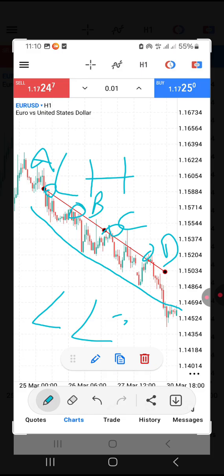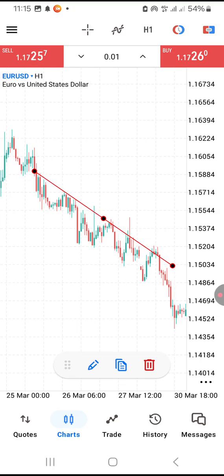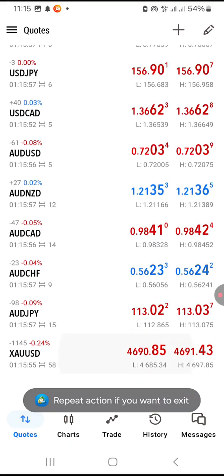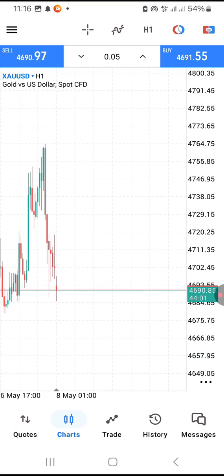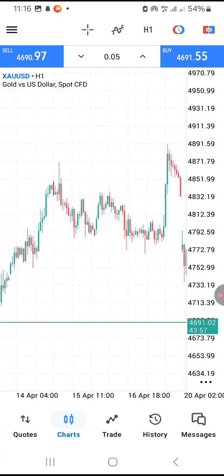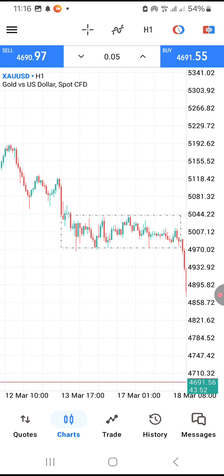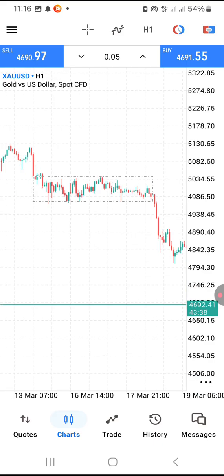So now let's talk about the ranging market. Now let's get off this and let's talk about a ranging market. I was using gold to cite an example. A ranging market, in brackets which we say sideways market, happens when price moves sideways. No clear higher highs, no clear lower lows. You can see there's no clear thing here. The market keeps bouncing between support and resistance.